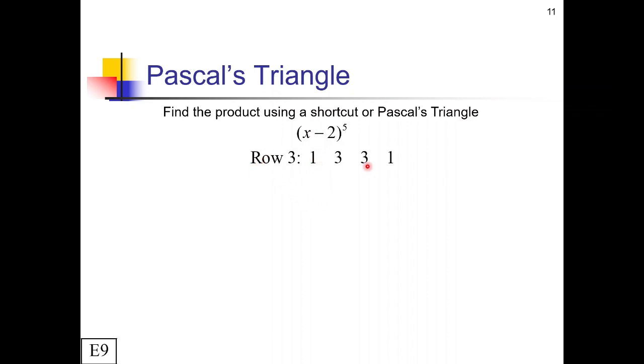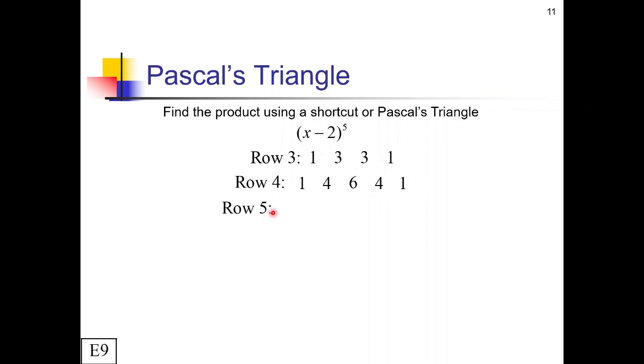So here was row 3 from before. For row 4 now, we can't go right from row 3 to row 5. We need to go through row 4 first. We've got a 1. 1 plus 3 gives us a 4. And then 3 and 3 is 6. 3 and 1 is 4. And we have a 1 right here.